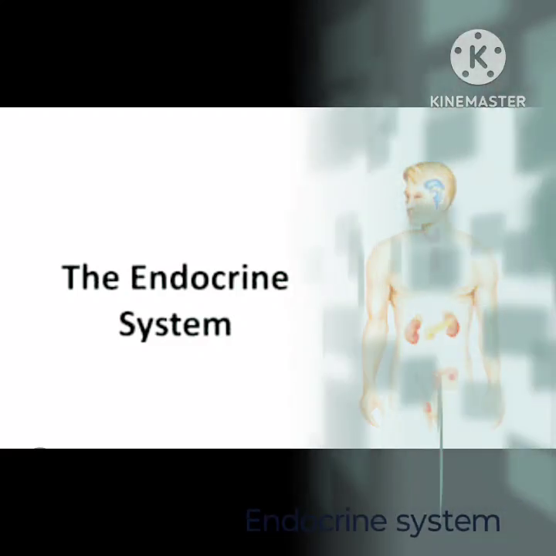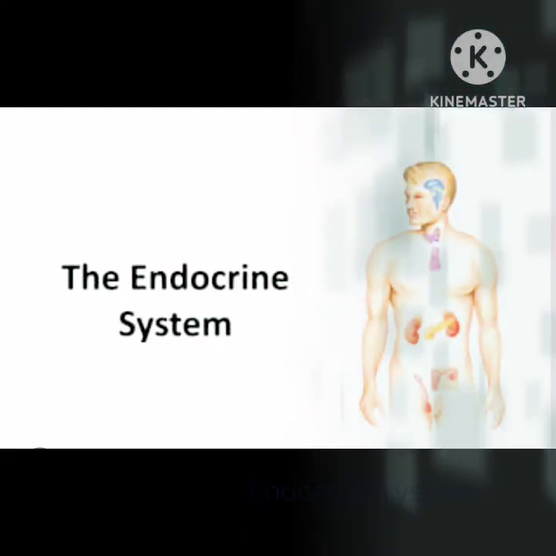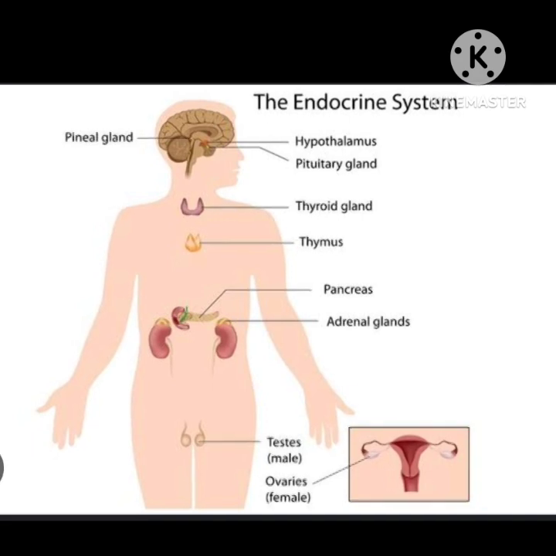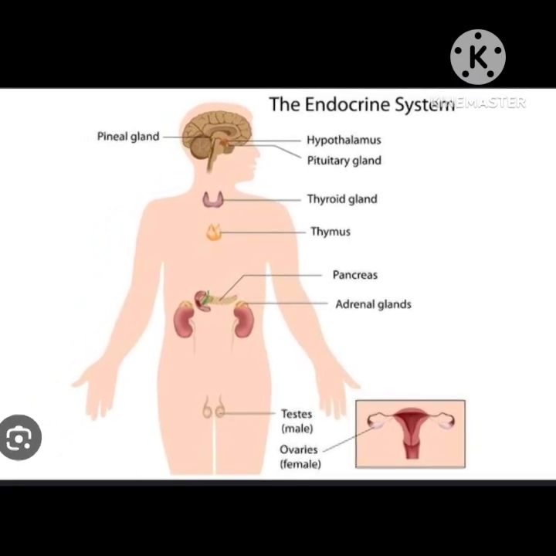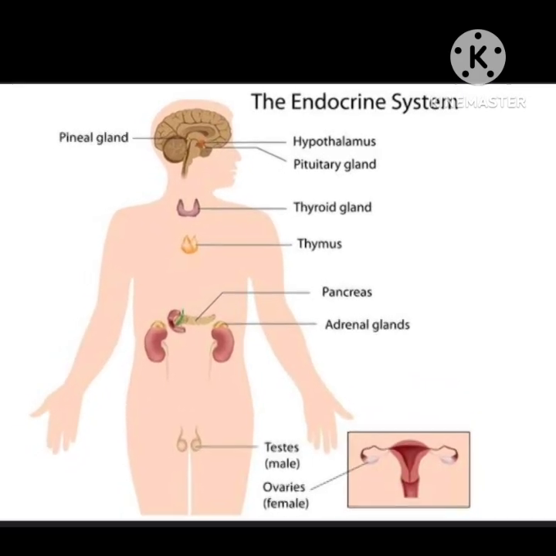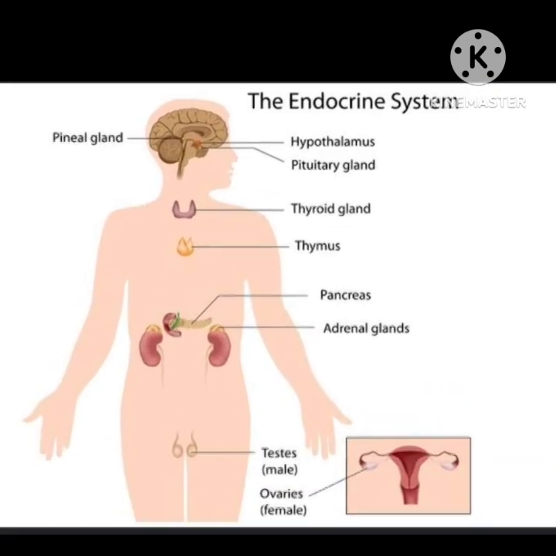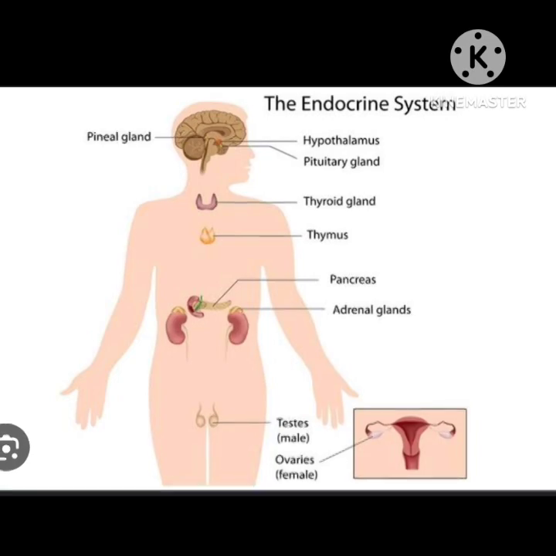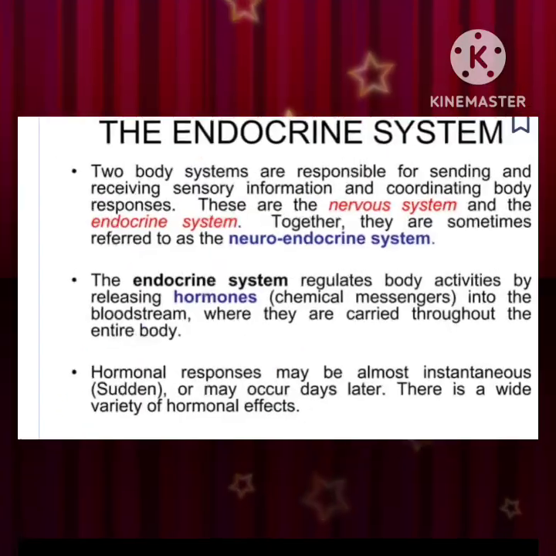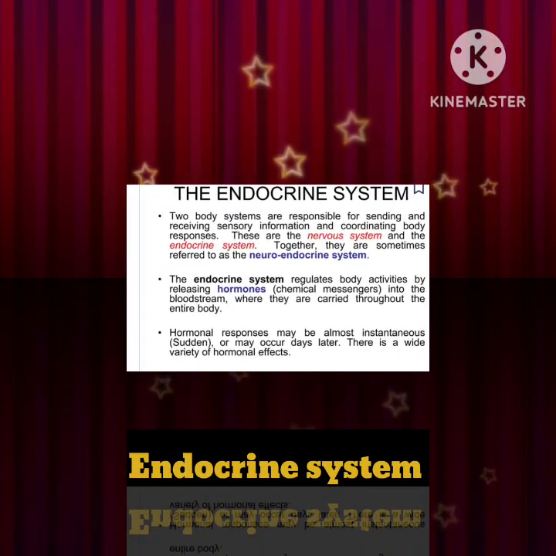So hello everyone, today we will discuss the endocrine system. The endocrine system includes various types of glands. You can see here in this picture the presence of different types of glands. One by one we will discuss these glands. First we'll discuss the endocrine system.